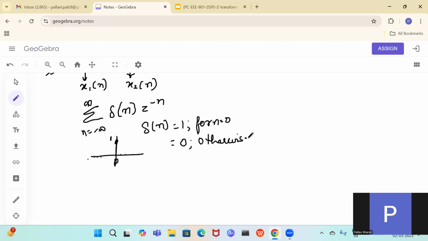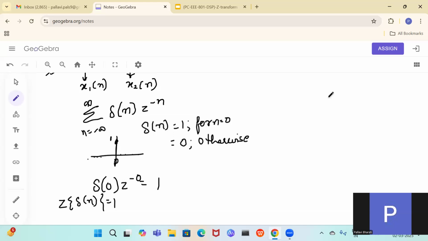So the summation here will have no use because the signal exists for only one value, that is n equals to 0. So what we are going to do is we will put the value n equals to 0. What will this give us? The delta of 0 is 1 and z to the power minus 0 is 1. So this is going to give us 1. So the Z transform of delta[n] is 1.